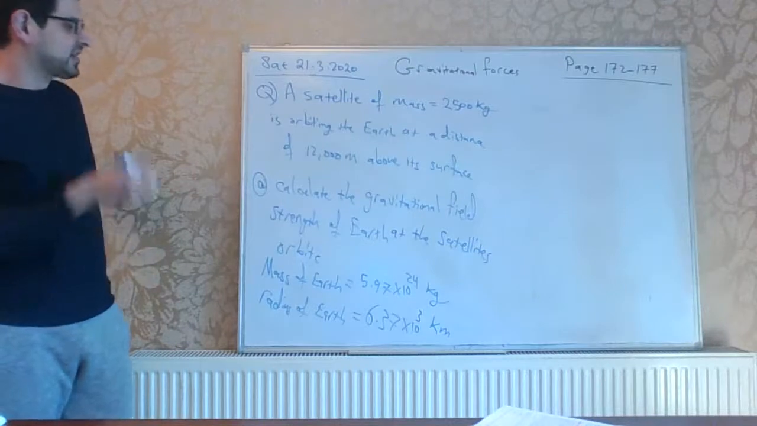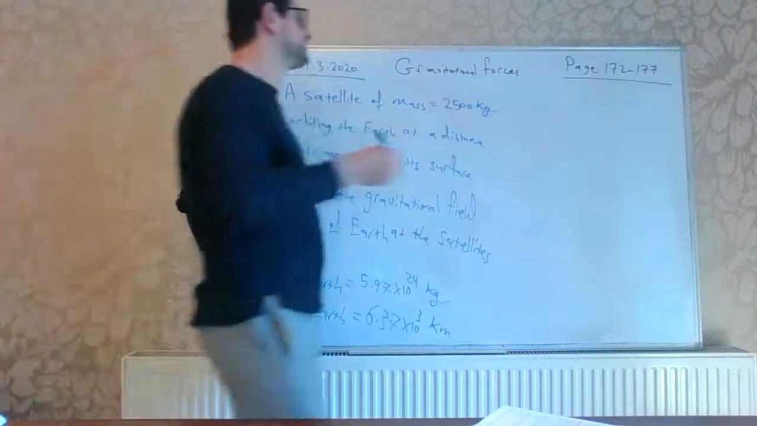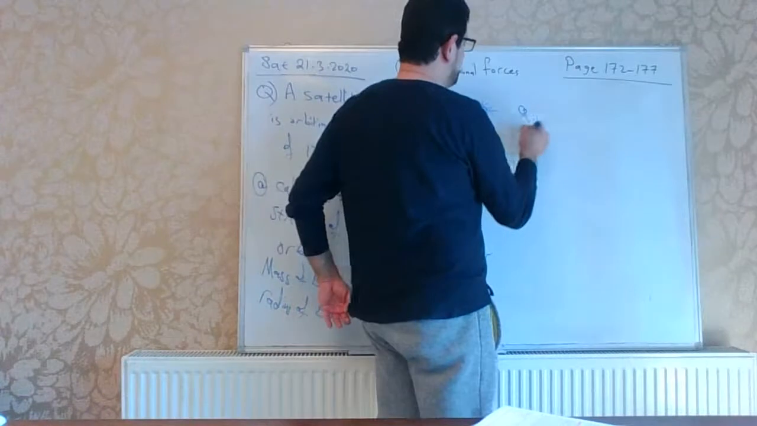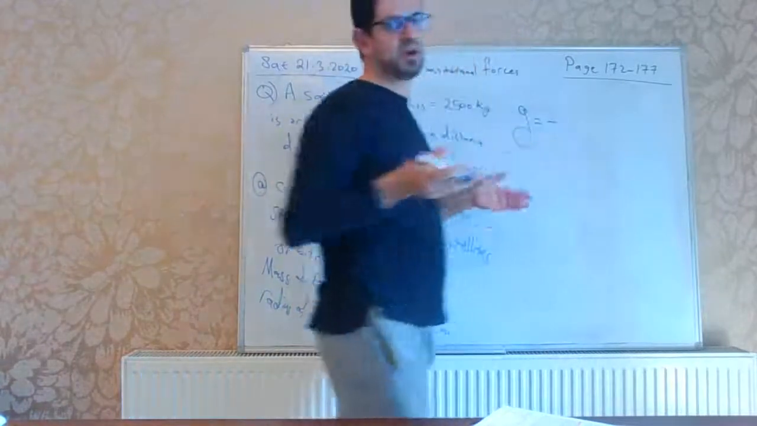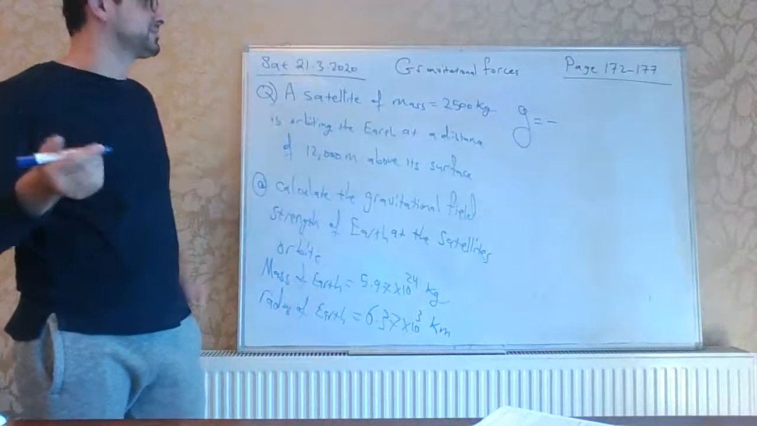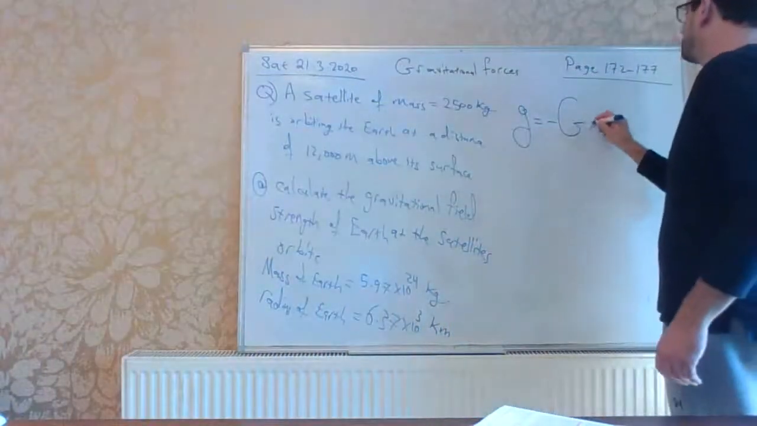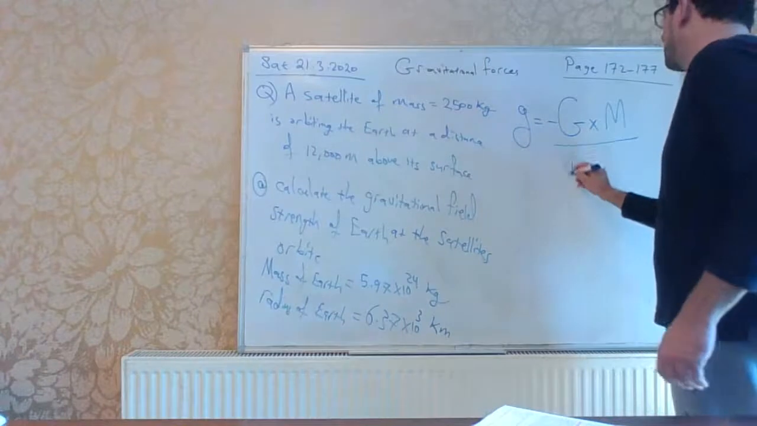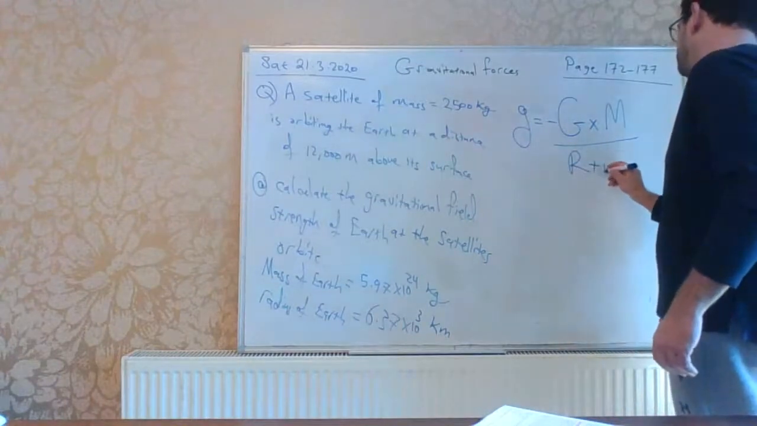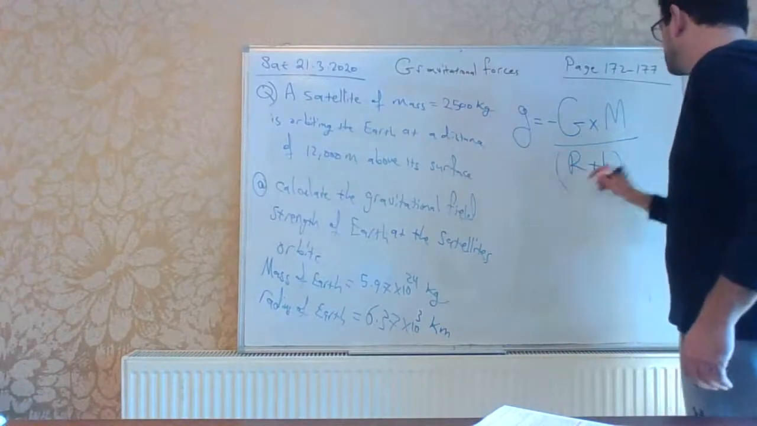Okay. فcalculate g there. هلا كتبنا قلنا g equals negative. If you want to keep it, it's up to you. If you want to remove it, ما في مشكلة. G times M over (R plus H) squared.